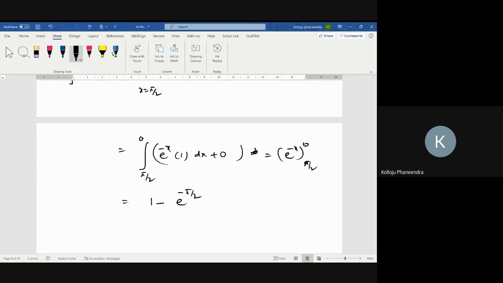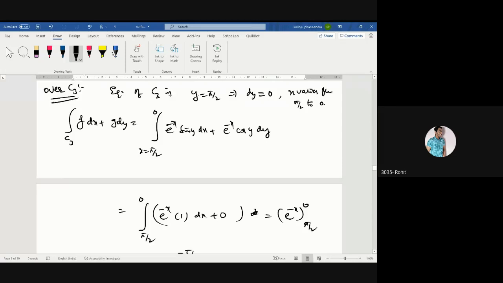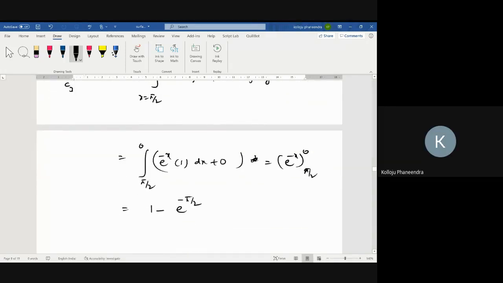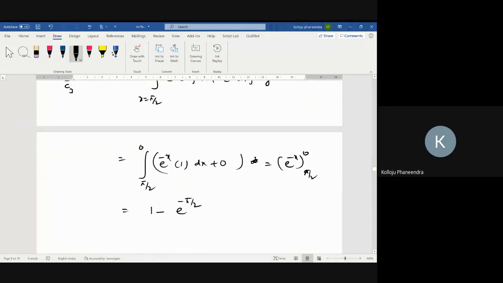Any change? The integral of e power minus x carries a minus sign, so the answer is e power minus pi by 2 minus 1. This is over C3.